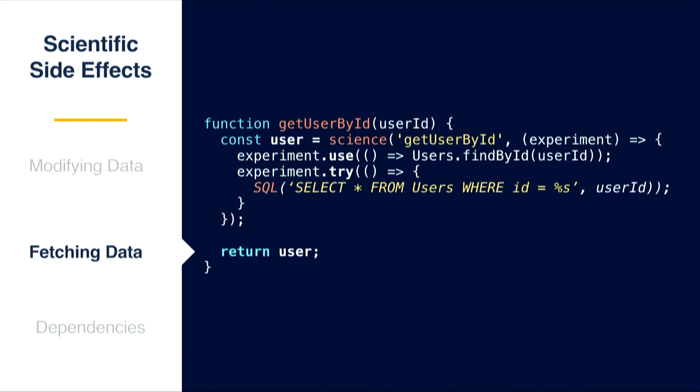What about fetching data? In this case, perhaps we want to try a new way to save and fetch our users that might be faster. So again, we can set up a science experiment that has the old functionality and compare that with a new data store.